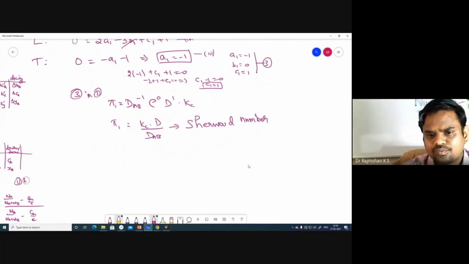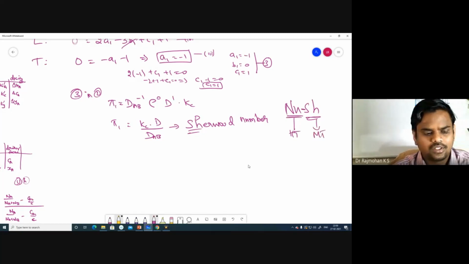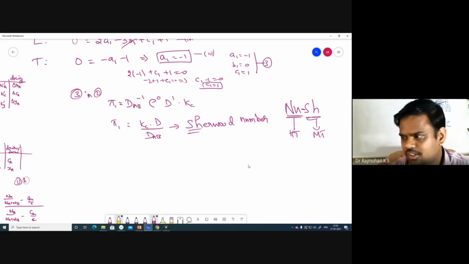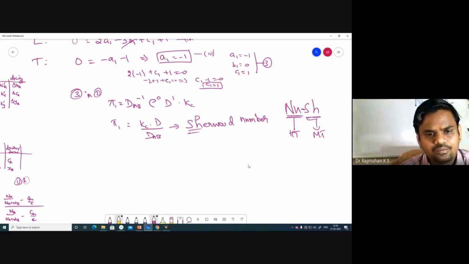What is the relevant number in heat transfer? I told you about it. Just as for the Sherwood number, the Nusselt number is the relevant number in heat transfer. Sherwood number is for mass transfer. Okay, we have seen the definition of the Sherwood number already.